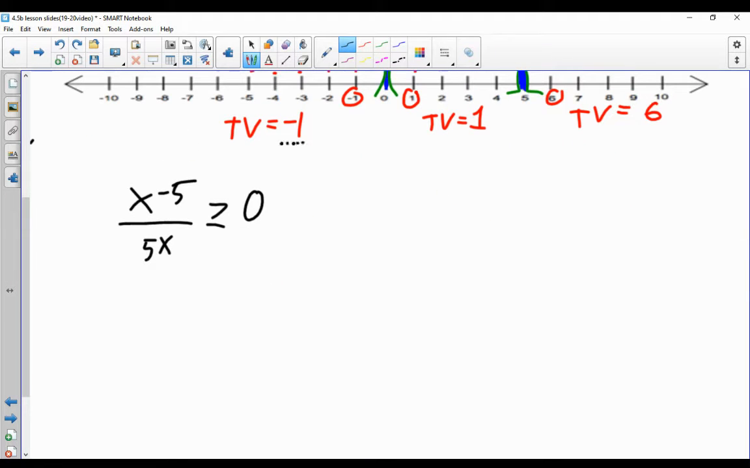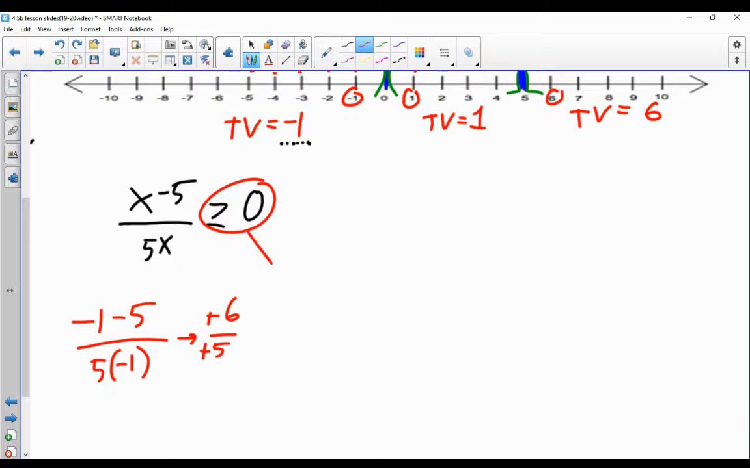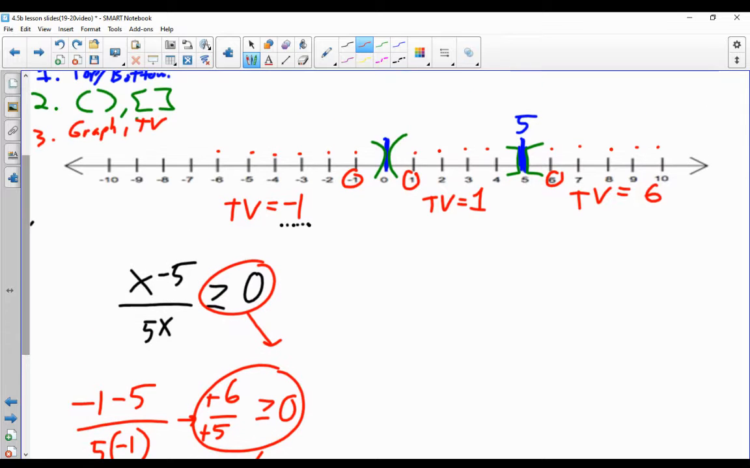First value I'm going to plug in is -1. So I'm going to have -1 minus 5 on top, and on bottom we have 5 times -1. On top, -1 minus 5 will be -6. 5 times -1 on bottom will be -5. And of course, a negative divided by negative makes that positive. So 6 over 5 is our answer for that, but is that greater than or equal to 0? 6 over 5 is positive, and any positive number is bigger than 0. So that is a true statement, which means our first interval works. So we're going to shade in that first interval.